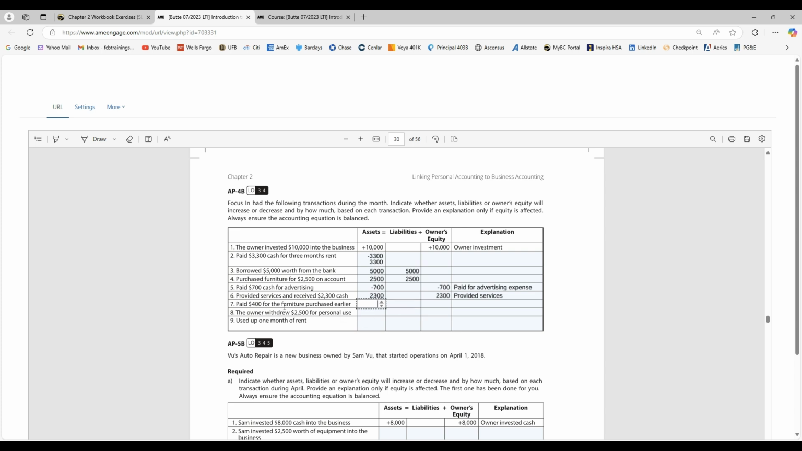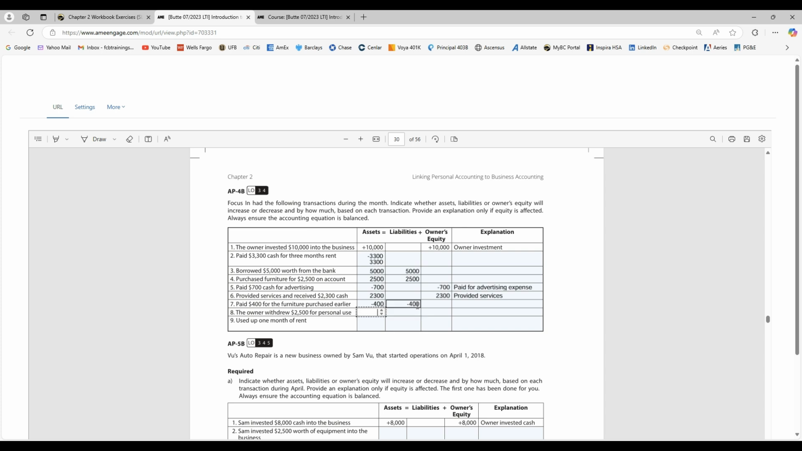Paid $400 for the furniture purchased earlier. So here's a portion of that payment on account. We're paying back $400, so we're going to reduce our cash by $400, an asset, and then reduce that debt balance by $400 as well, so liabilities will decrease.